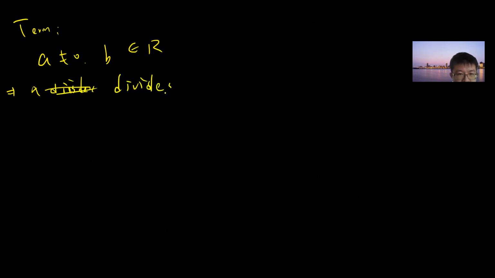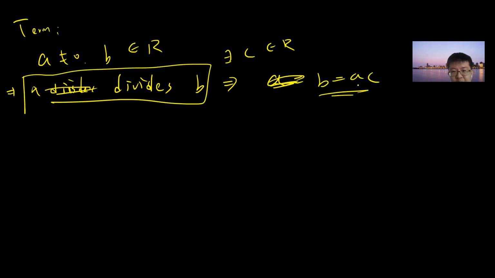Okay. So some terminology. If A is non-zero and B is in R, so now work in a general ring. A divides B means that there exists a C in the ring such that B is AC. So stupid terminology. A divides B means that B is a multiple of A, or B can be divided by A.